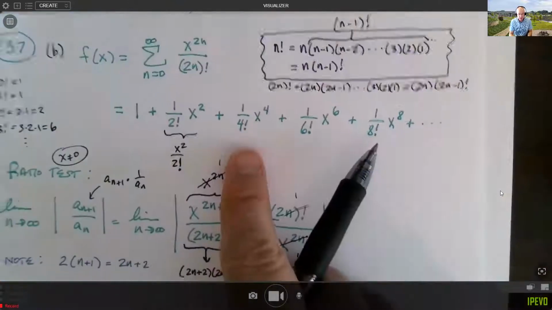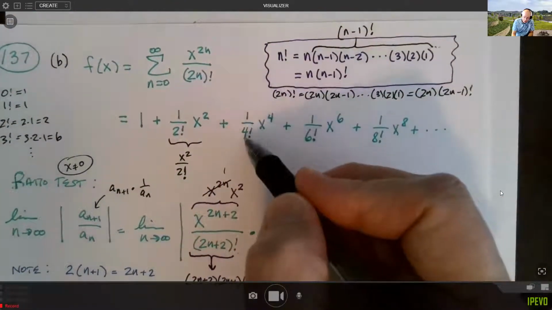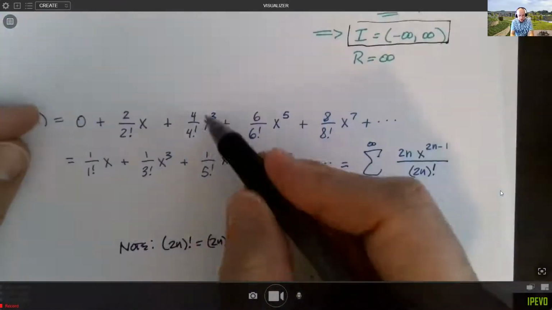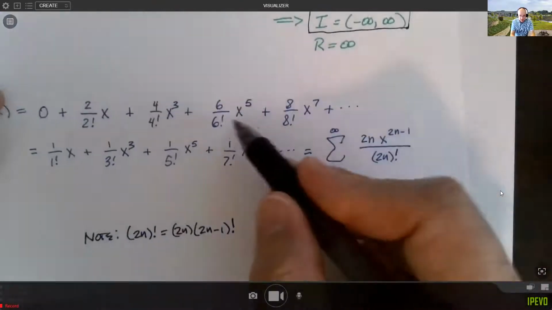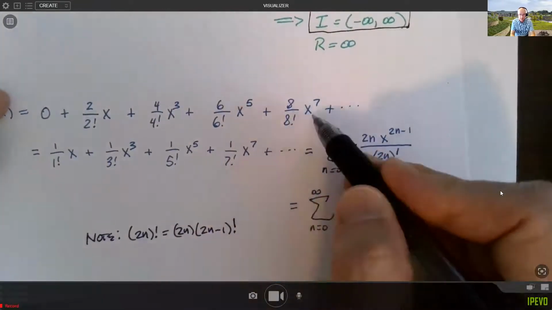Okay, now what's the derivative of the next term? Bring the 4 down, it'll be 4 over 4 factorial x, subtract 1, cubed. 4 over 4 factorial x cubed. And then bring the 6 down, 6 over 6 factorial x to the 5th. And then we'll bring the 8 down, 8 over 8 factorial x to the 7th.